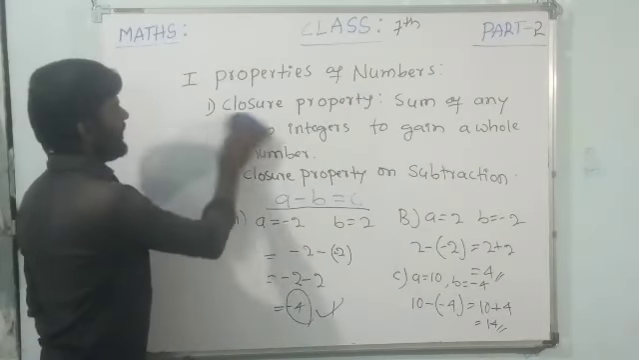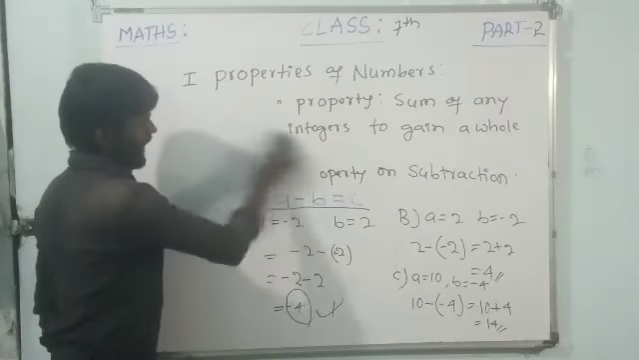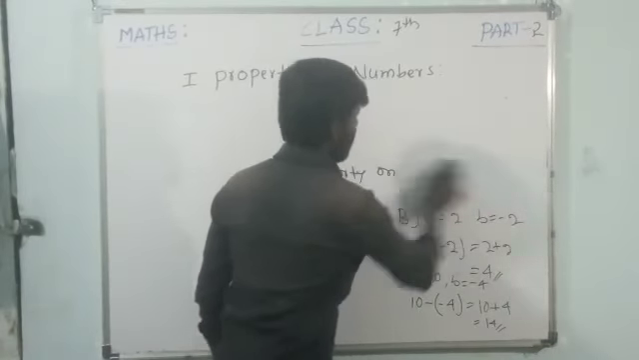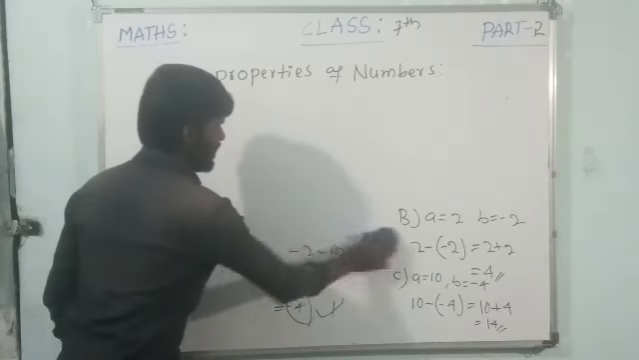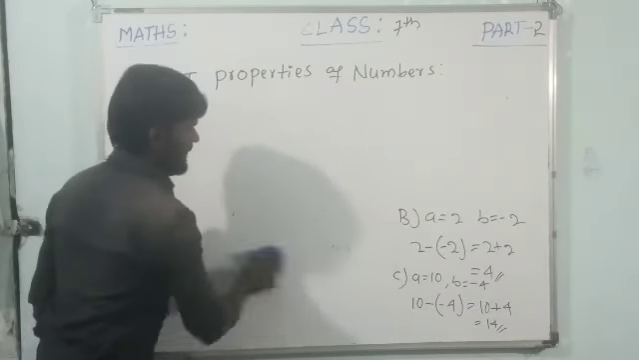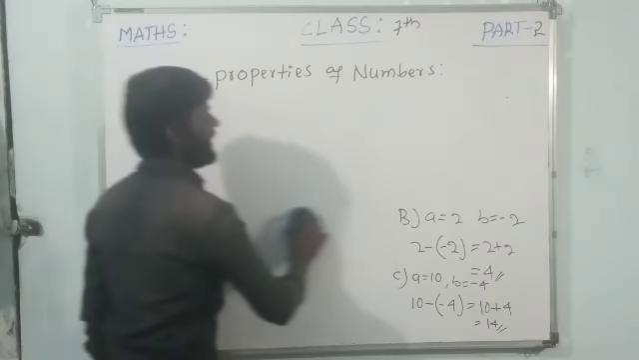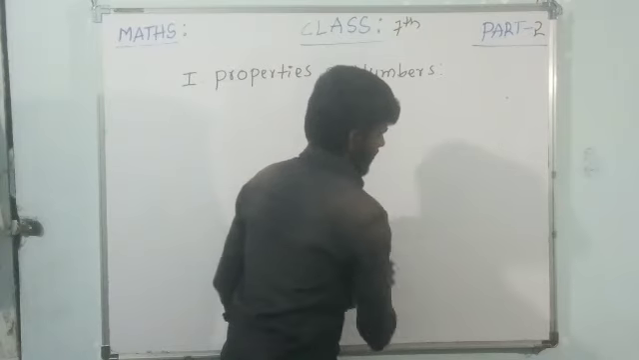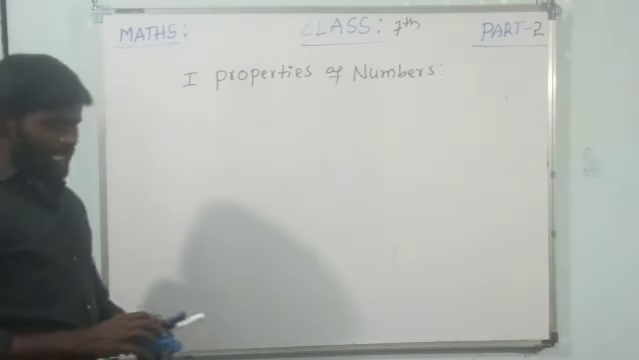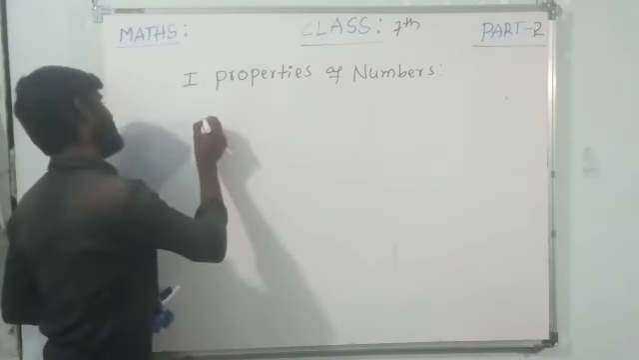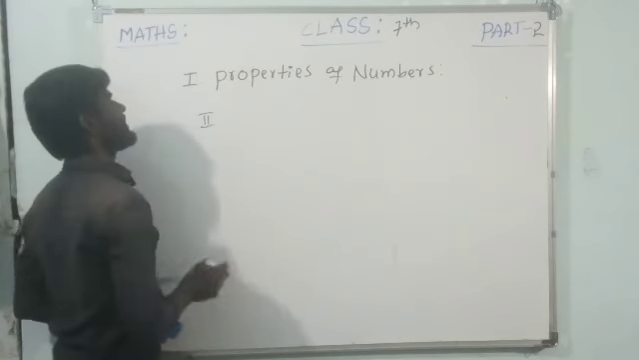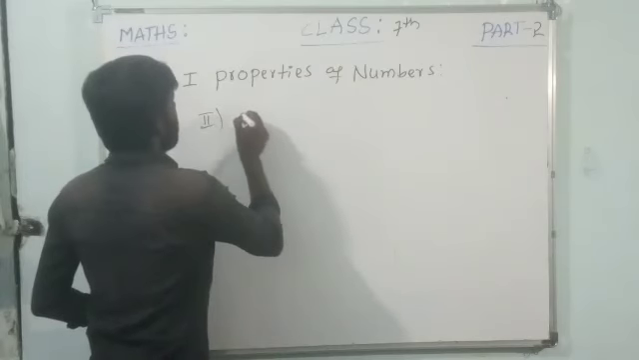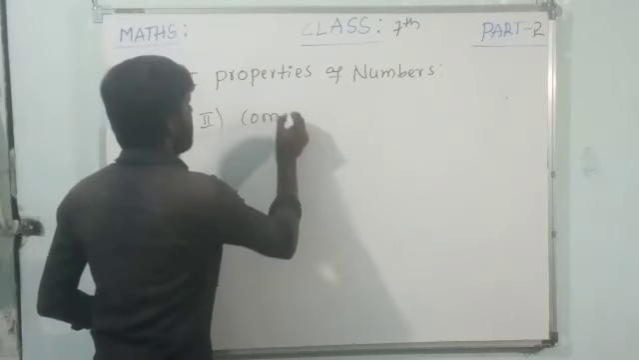The second property is commutative property. The third property is associative property. Then the fourth property is identity or additive identity property. Next one is commutative property. This is the second content in our class, commutative property.